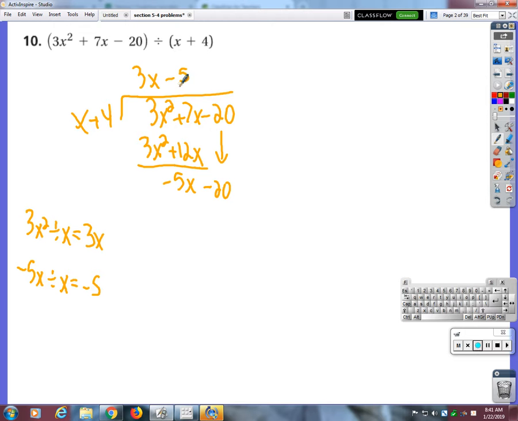What do I do from there? What do I do with this negative 5 and this x plus 4? Yep. So what's negative 5 times x? Negative 5x. And what's negative 5 times 4? Negative 20. And so those two things are the same, so the remainder will be 0, and that's my answer.